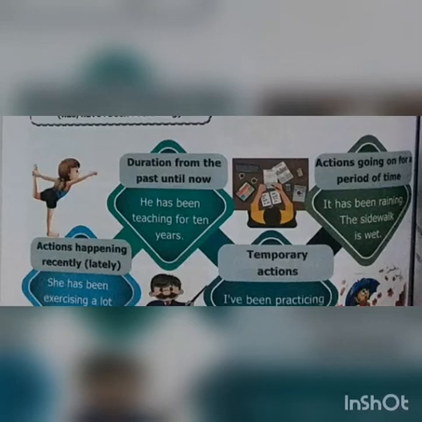If there is no duration from the past, the present continuous is used. At the same time, if there is a relationship between past and now, the present perfect continuous tense must be used. Duration from the past until now: He has been teaching for 10 years. Action happening recently: Lately, she has been exercising a lot. Temporary action. Action going on for a period of time: It has been raining. The sidewalk is wet.